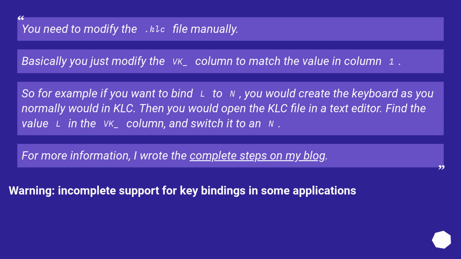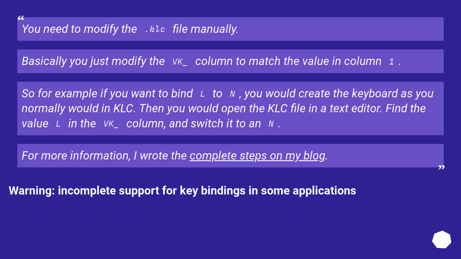You need to modify the .klc file manually. Basically, you just modify the vk_ column to match the value in column 1. So for example, if you want to bind L to N, you would create the keyboard as you normally would in KLC. Then you would open the KLC file in a text editor, find the value L in the vk_ column, and switch it to an N. For more information, I wrote the complete steps on my blog.